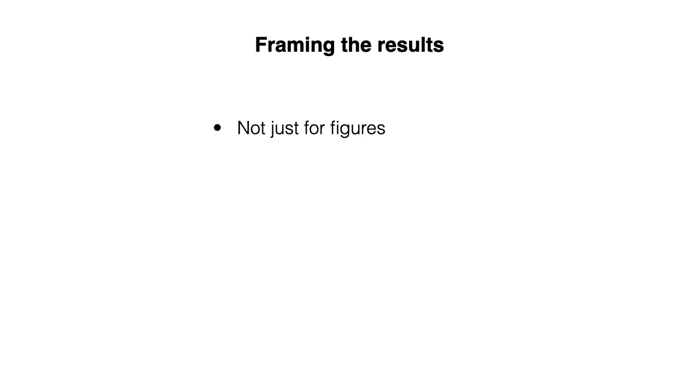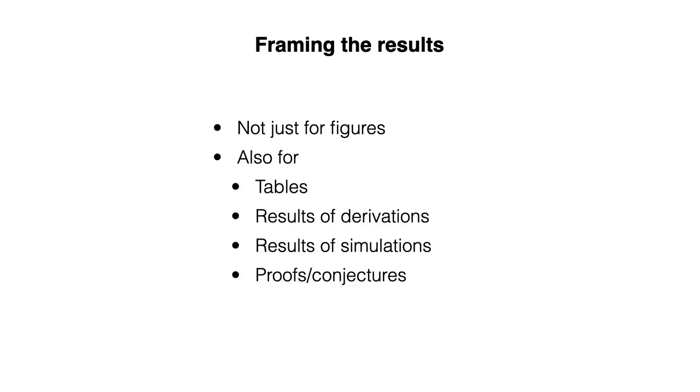Now we just looked at an example of framing the results for figures. But this also holds for other kinds of results, such as tables, results of derivations, results of simulations, proofs, and conjectures. Anything that supports some kind of interpretation should be written in an LD structure, where the lead frames what you have learned from the results, and the development gives the results as evidence.